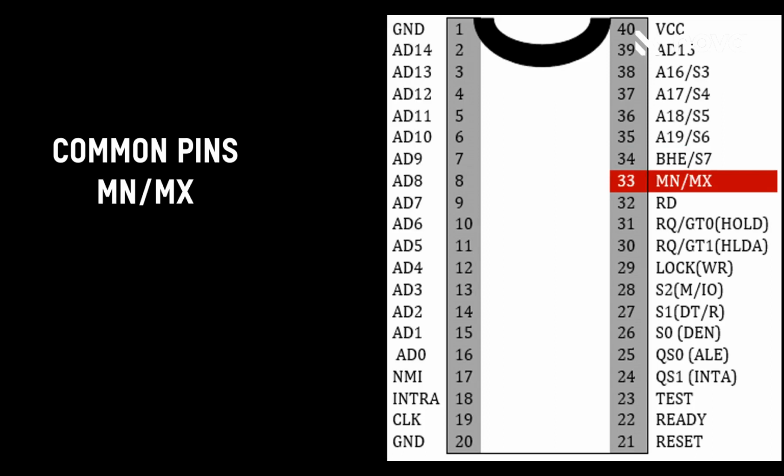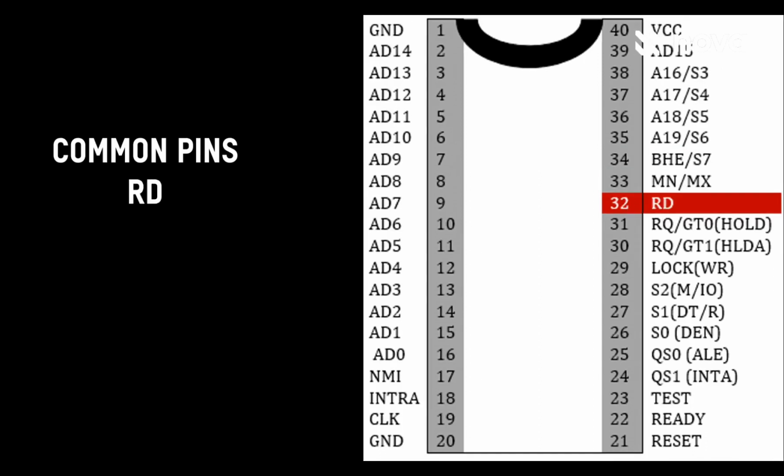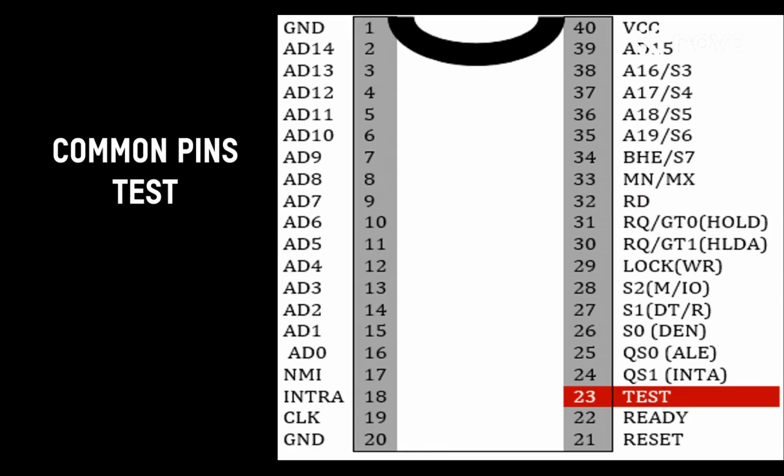Minimum/maximum. This pin signal indicates what mode the processor is to operate in. RD, read, active low. The signal is used for read operation. It is an output signal. It is active when low. The TEST input is tested by the wait instruction.